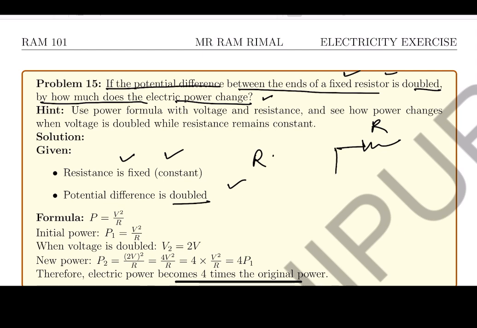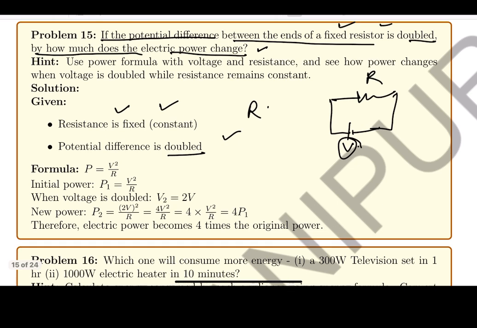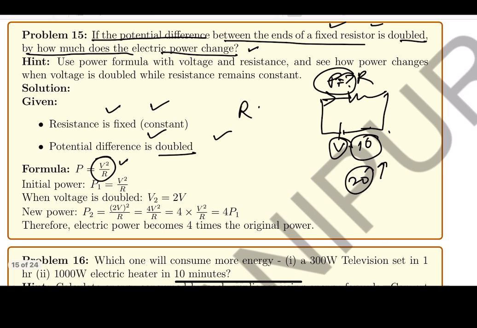What it means is, let's say this is my battery, this is V. Now I'll double this. Let's say if it is 10, then I'll make it 20. Potential is doubled. If I double this voltage, how much will the power change? What will be the power value here if it is doubled? The formula is V square by R. Why V square by R? Because V potential is given and resistance is given.